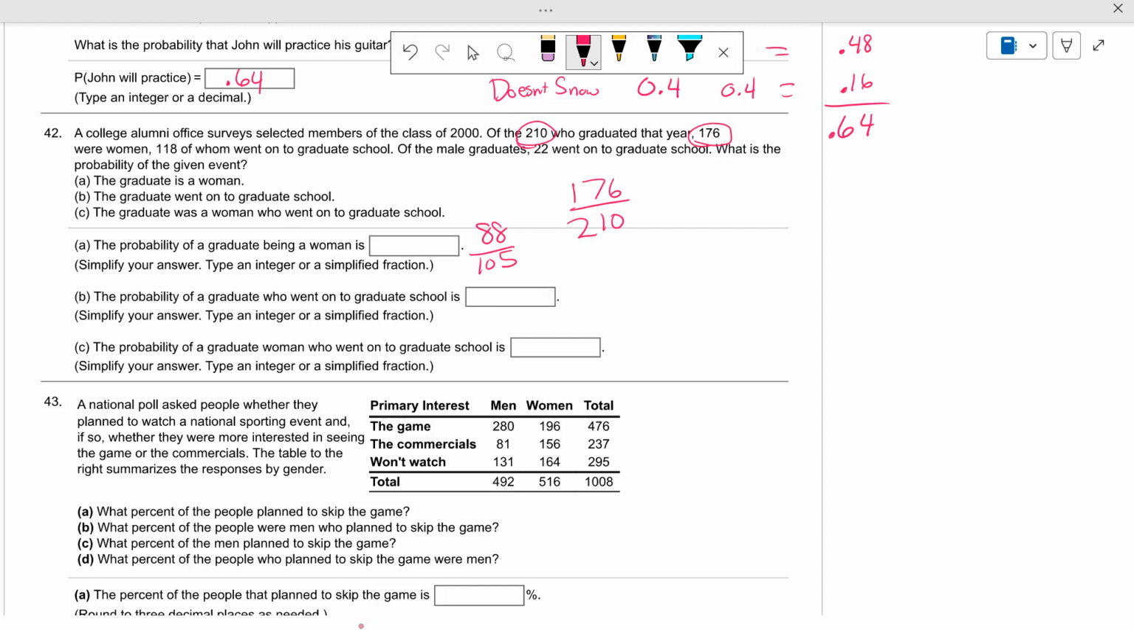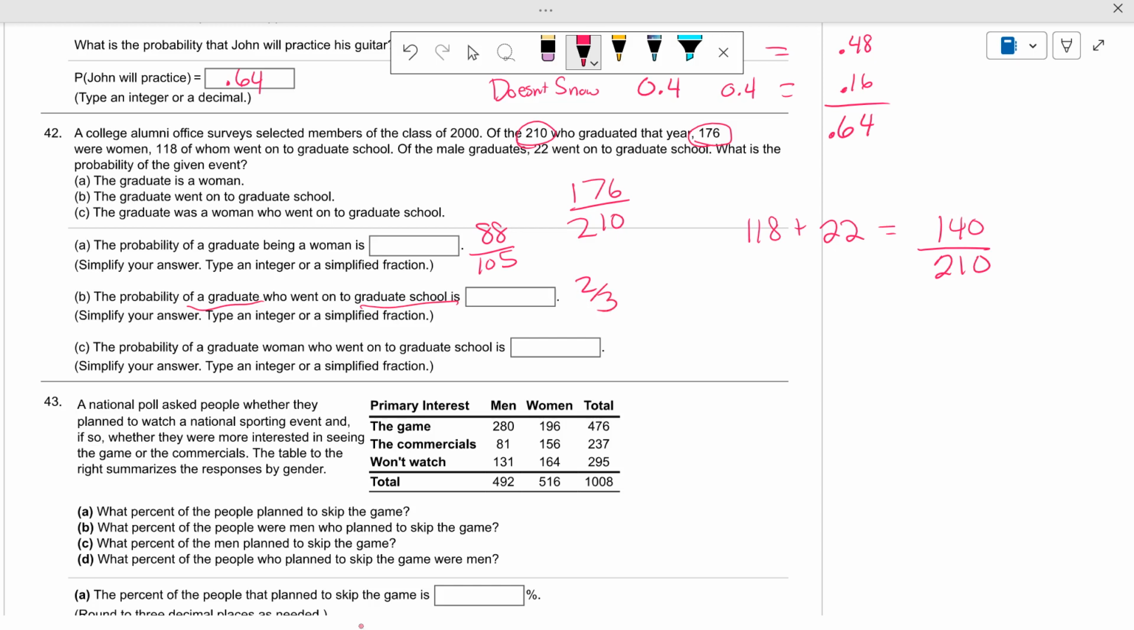The probability of a graduate who went to graduate school. 118 of the women went to graduate school. So 210 graduated. 118 were women, and 22 were men, which made 140 of the graduates went to grad school out of the 210 that graduated. So 14 over 21, which is 2/3.